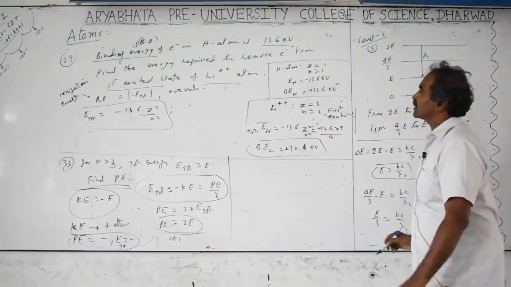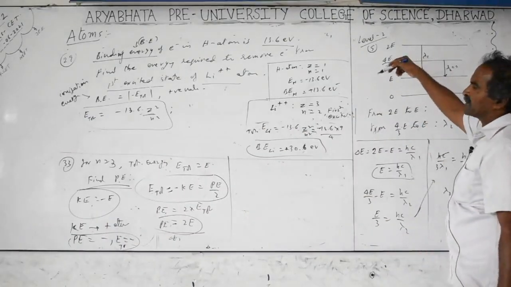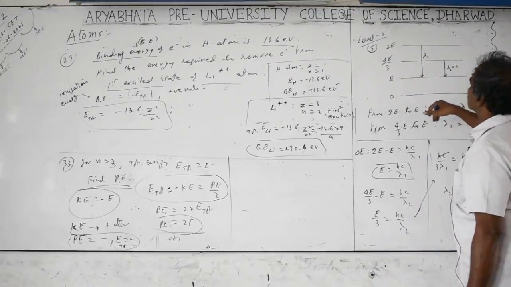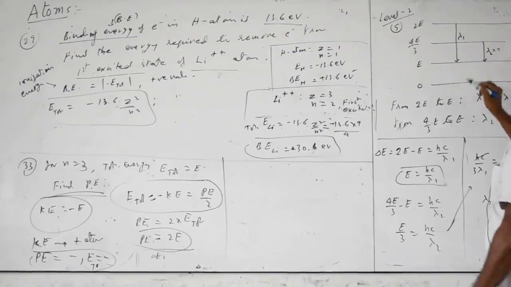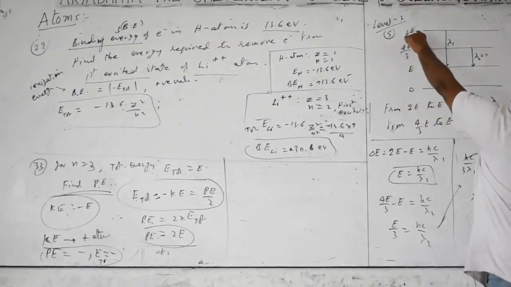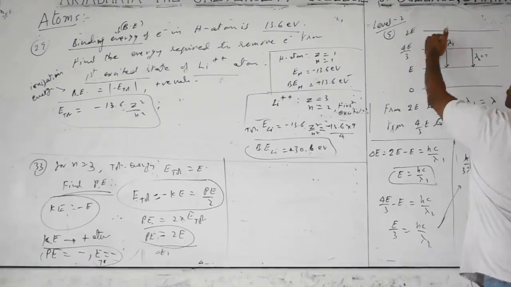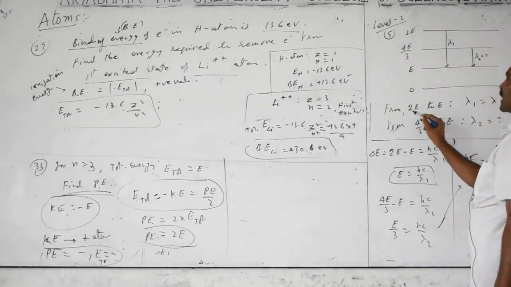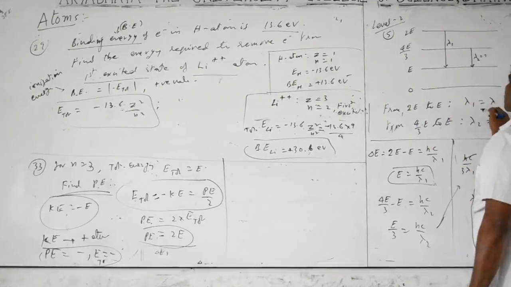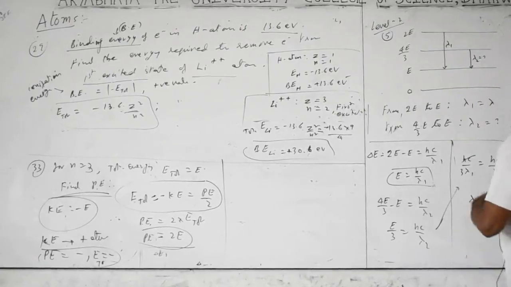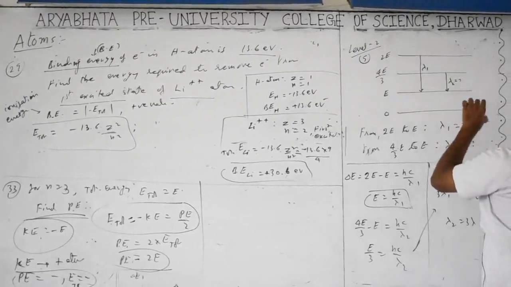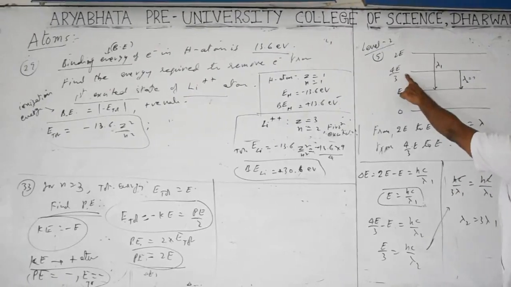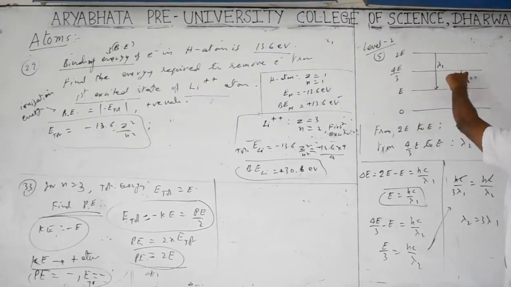Next, problem number 5 in level 2, the problem numbers may be changing. You are given energy levels: this is energy level value 0, the next energy level is E, the next is 4E by 3, the next is 2E. The electron is jumping from 2E to E. When the electron makes the transition from 2E to E, the wavelength emitted is lambda 1, as given. What is the wavelength produced when the electron jumps from 4E by 3 to E? They asked; lambda 2 we have to find out.